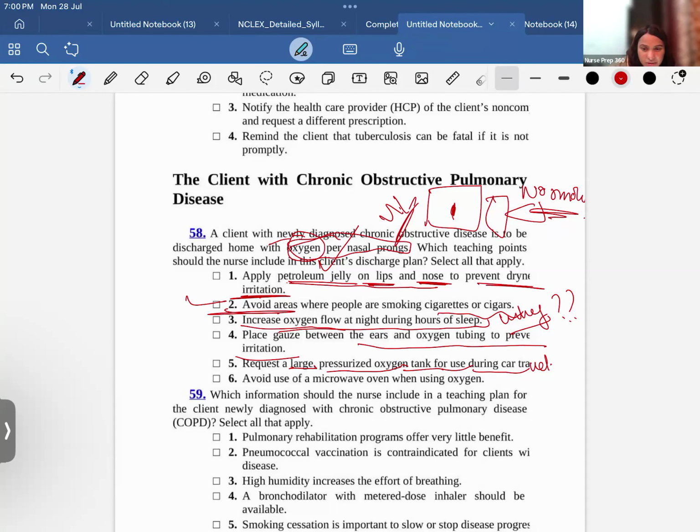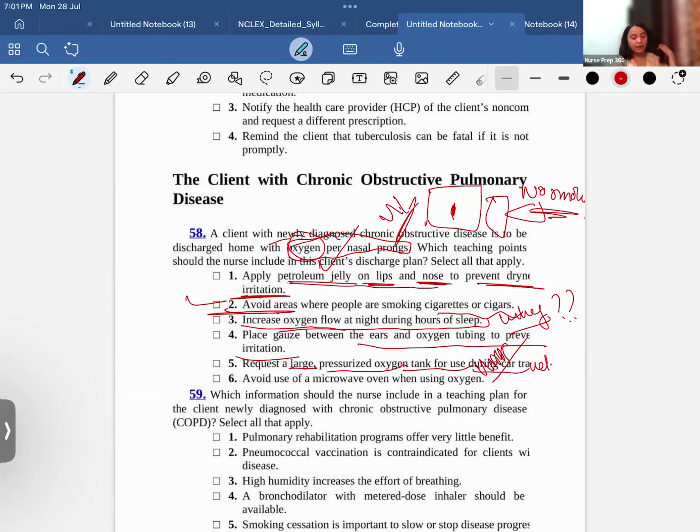Maximum 8 liters you can give through this. Maximum 8 to 10, I think. Why wrong? It's wrong, ma'am. Already the car produces carbon dioxide too, and with pressurized oxygen, that's not a good combination, ma'am. Sometimes the car is also closed.